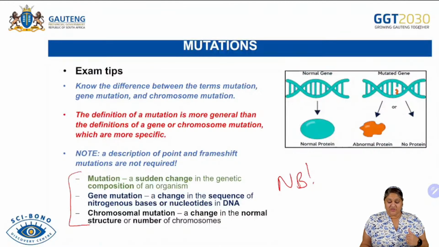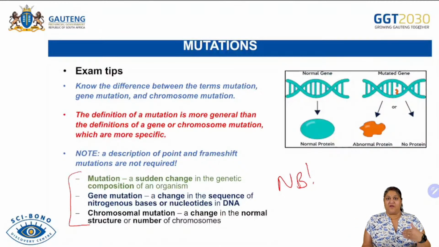Okay, so the gene mutation is when you have a change in the sequence of the nitrogenous bases or nucleotides in DNA. And a chromosomal mutation is when you have a change in the normal structure or number of chromosomes. So the way I remember it is that the gene has got to do with DNA. So therefore it's going to be a change in the nitrogenous bases or the change in the DNA. And the chromosomal mutation, chromosome, it's got to do with the number of chromosomes, whether it is more chromosomes that the individual is going to have or less chromosomes.